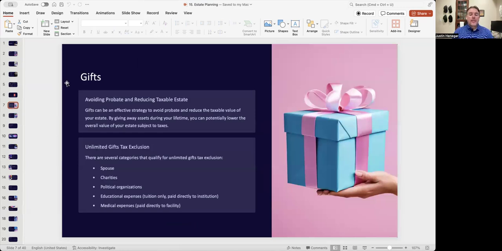All right. What can gifts help you do? Well, obviously, if you're gifting assets out of your estate, then those assets will not be distributed and may or may not have to go through, or would not go through, probate. And probate is the process by which assets are distributed to their heirs through the court system. So that's what probate is.